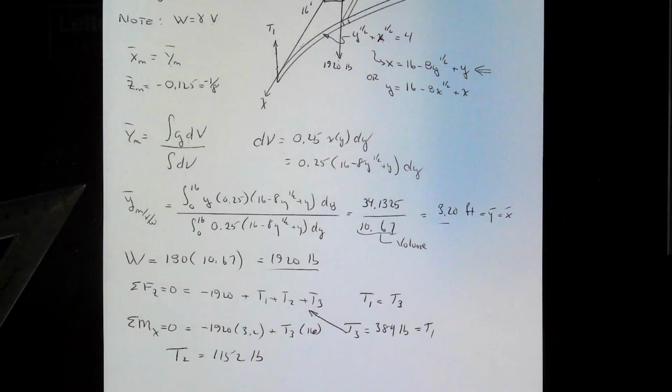Once you knew the tensions in the cords, you could design the cords to be able to support the weight of that plate up in the air. Now we'll note, given the specific weight, if we know the volume of this plate, multiplied by this, we would get the total weight of the system.